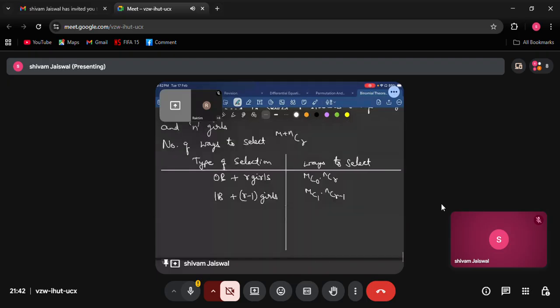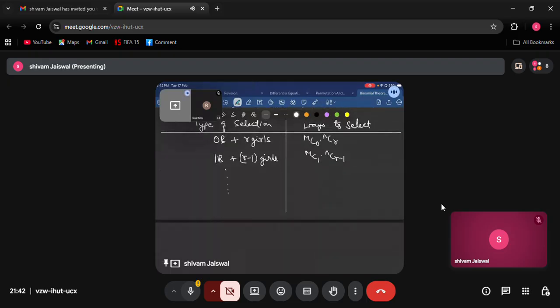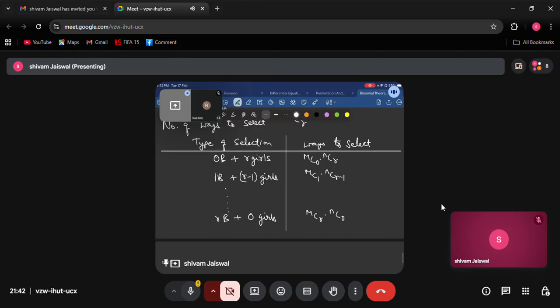And it goes on like this, up to r boys and 0 girls. This can be done in mCr into nC0. So these are all the possible cases. Is there any other possible case we should take? No, sir.